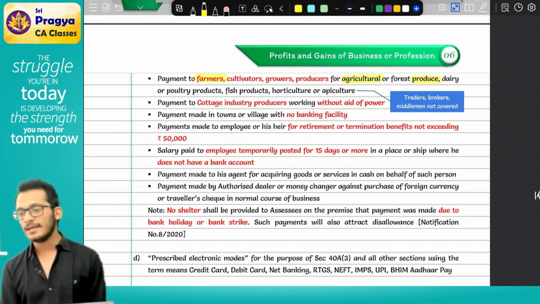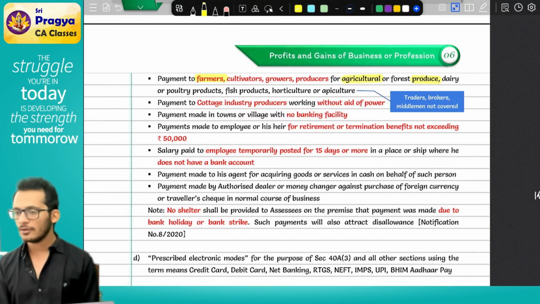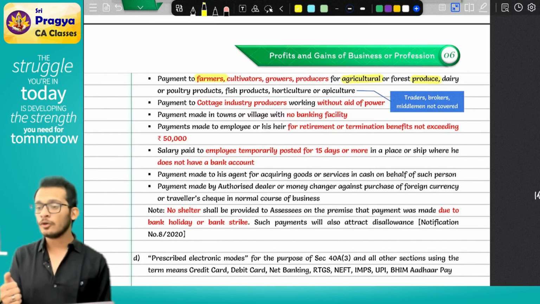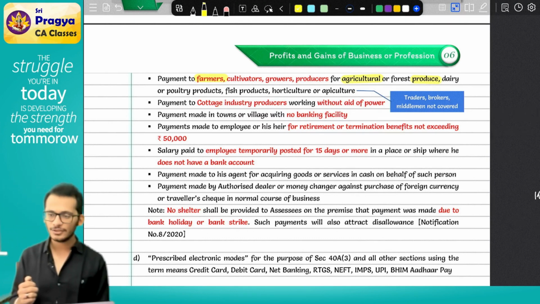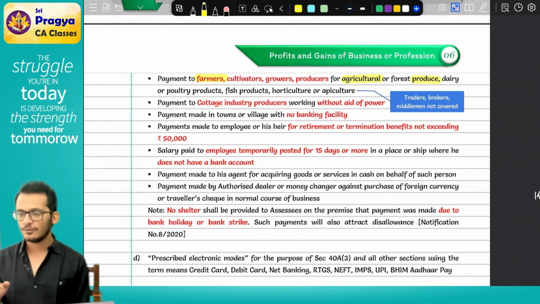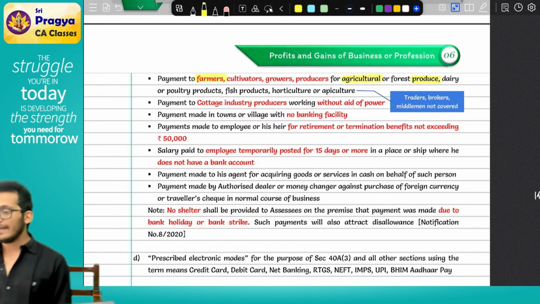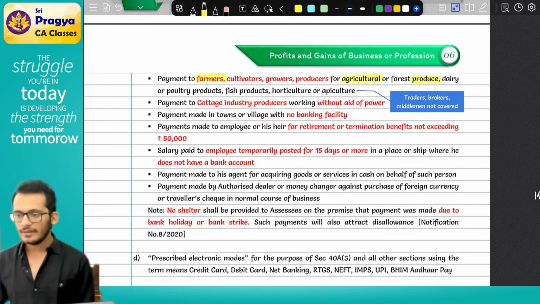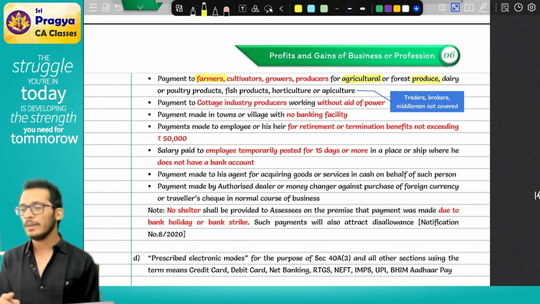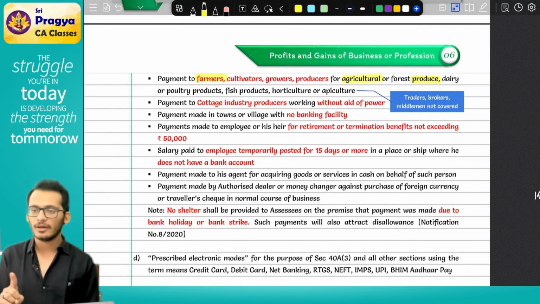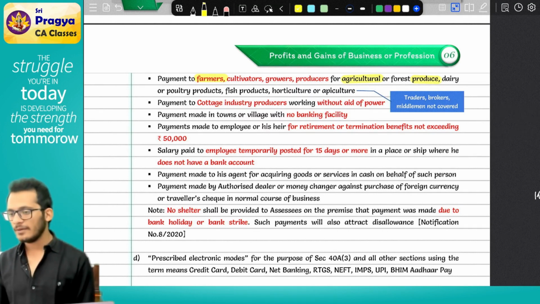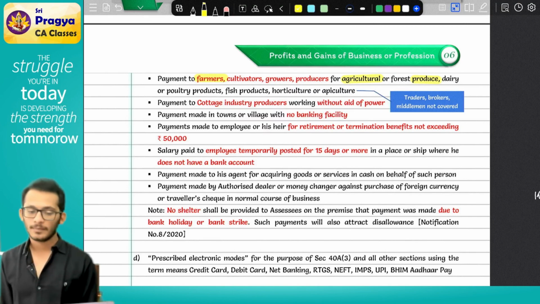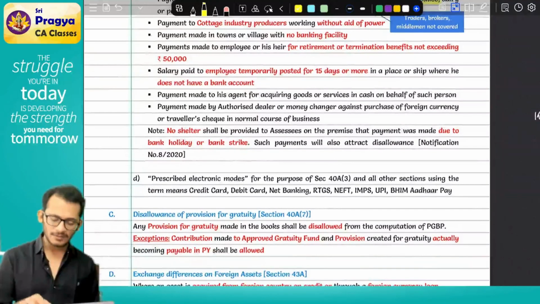If you want, you can sit at home and make a payment. You don't have to come to a bank to make the payment. I don't see a reason why I should keep this exception. Therefore, this exception was deleted. Because of which income tax now does not have this exception, which means if you now make a payment on a day when it's a bank strike or a bank holiday, the payment will be disallowed. Clear, not clear? Clear.